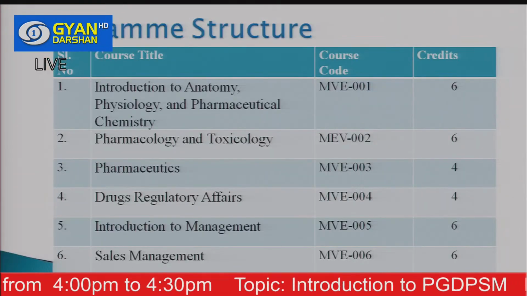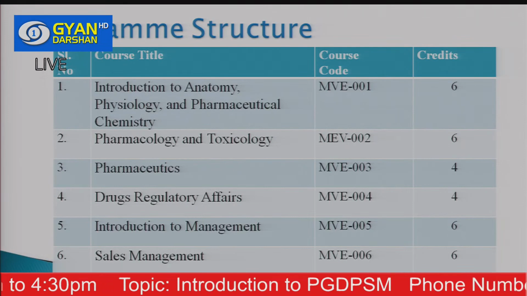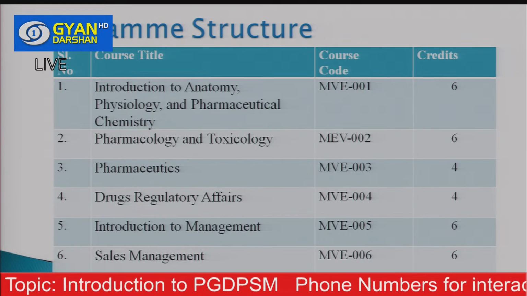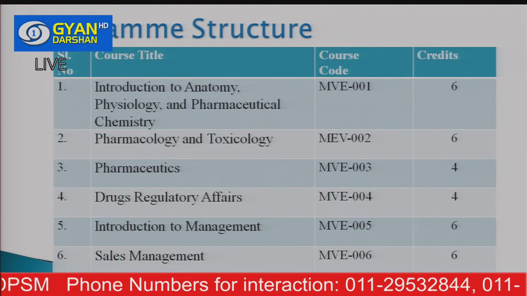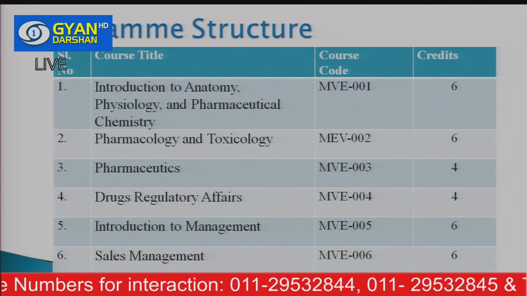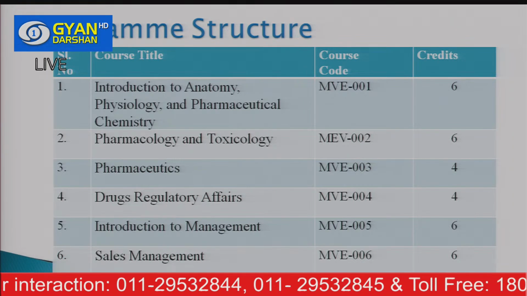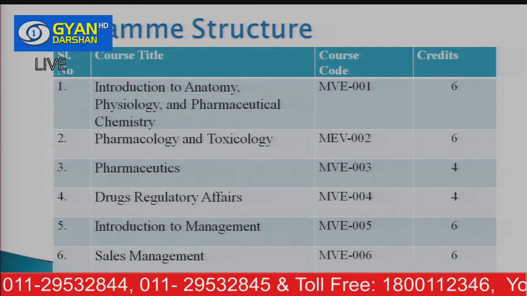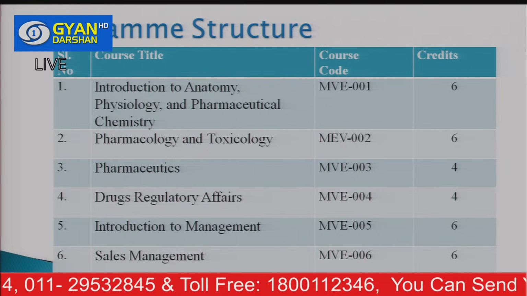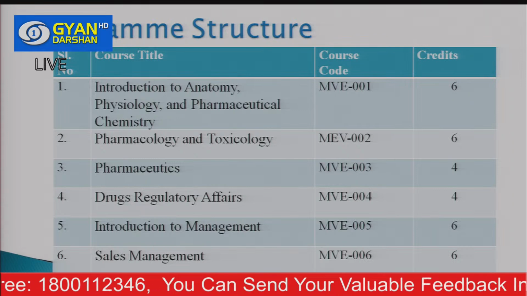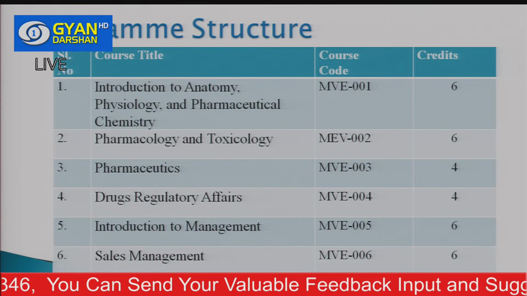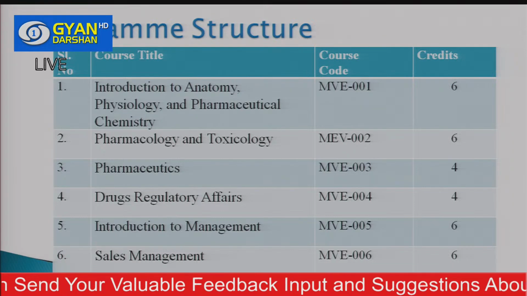As far as the program structure goes, I would like you to see this table. The entire program is divided into 6 courses. Here you can see the first course is on Introduction to Anatomy, Physiology and Pharmaceutical Chemistry. Second, Pharmacology and Toxicology. Third is Pharmaceutics. Fourth is Drug Regulatory Affairs. And the last 2 courses are on Management, that is, Introduction to Basic Management Principles and Sales Management or Marketing Management.